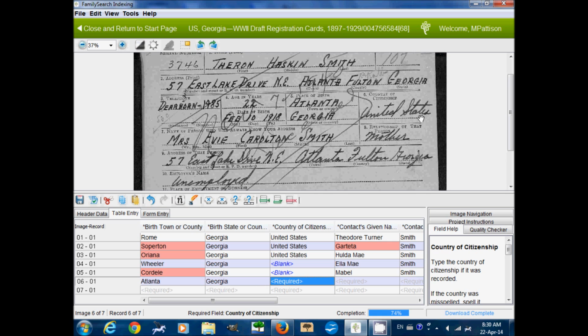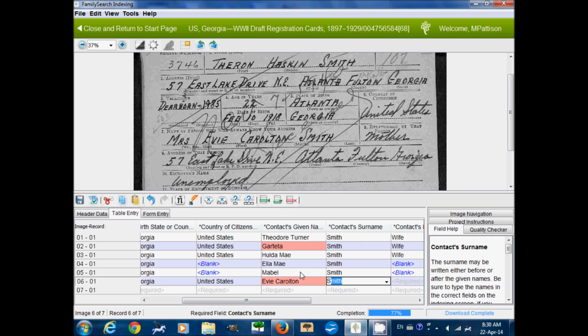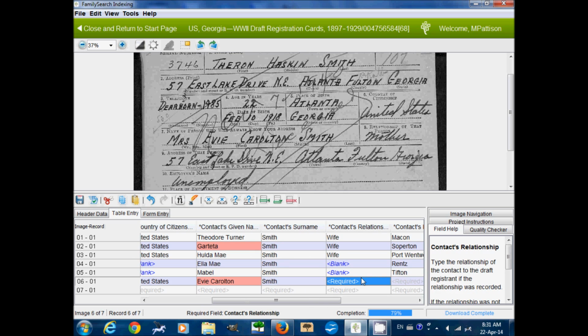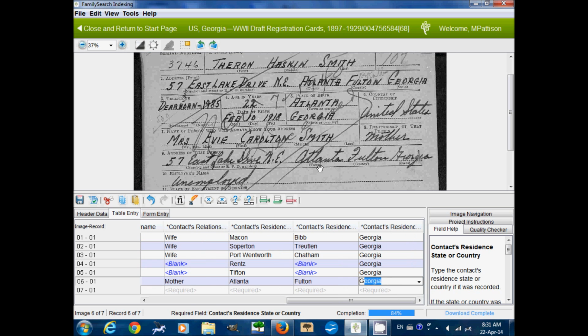This is again the first type of card. It says the citizenship. Okay, given names, that's down here. Evie Carrollton Smith. Okay, and so even though Carrollton looks like it was probably her maiden name, we can't assume that. It doesn't say it's her maiden name. Could just be that she had a family name as her middle name. So we must index it like this. Smith, and now it says over here relationship is mother, and that her residence was in Atlanta, Fulton County, Georgia.